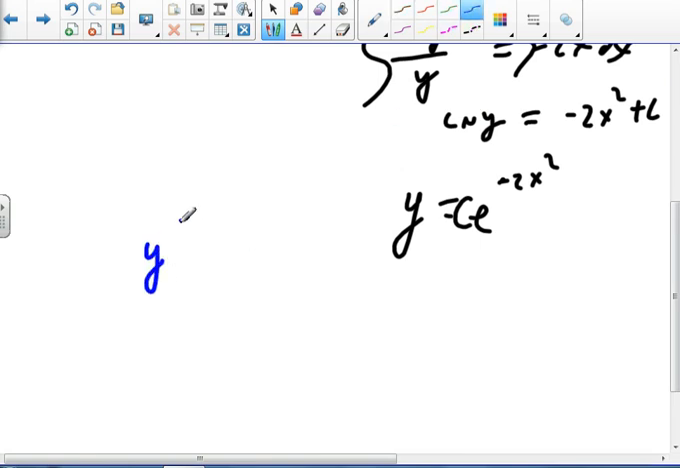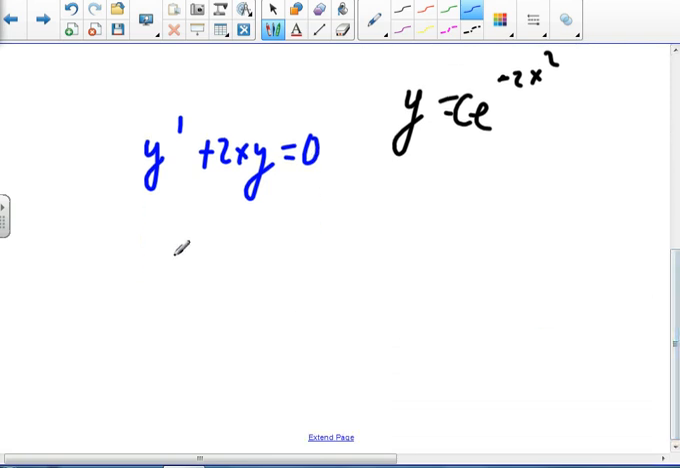I'm going to have y prime plus 2xy is equal to 0. Now, you notice it also says determine the radius of convergence for the recurrence series. We're not going to do that. You'll do that in another math class, but in an elementary differential equations class, you don't need to do that. So back to what we're doing.